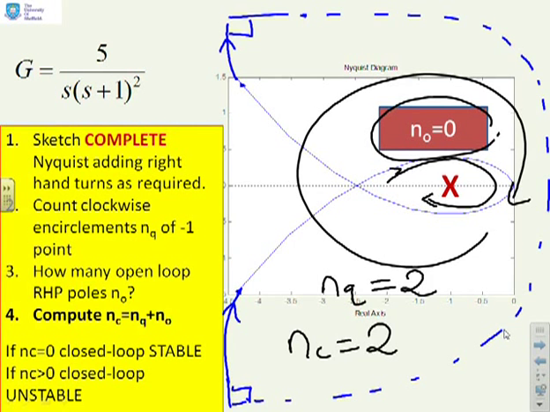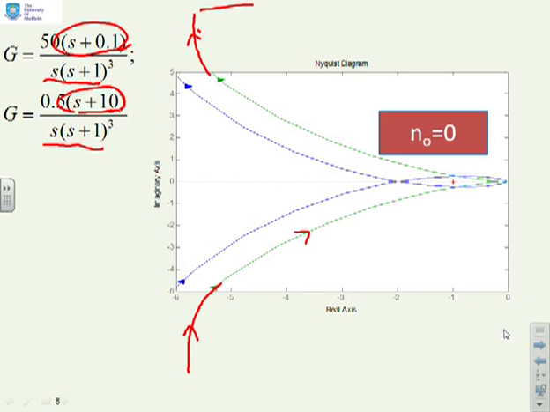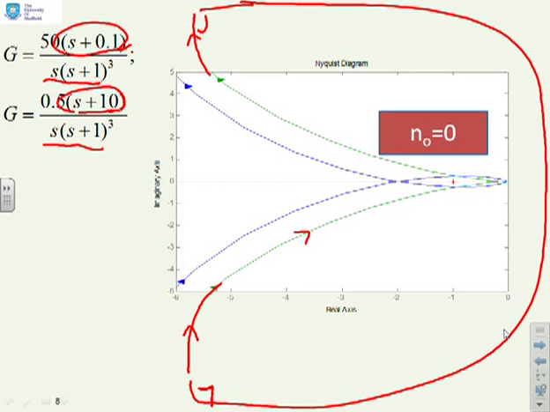Now, this example here is to illustrate what happens if you change the zero. You'll see both systems have got the same pole polynomial, but we've changed the zero factor: s plus 0.1, s plus 10. So if I do the top one first, s plus 0.1, and that's this green plot. So again, if we do the normal trick, which is complete the plot by adding the right-hand turns, and then doing your part at infinity, how many encirclements do you get?